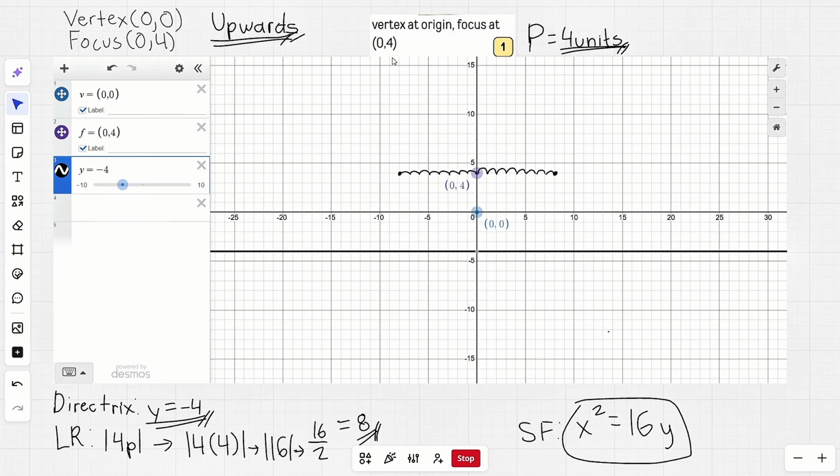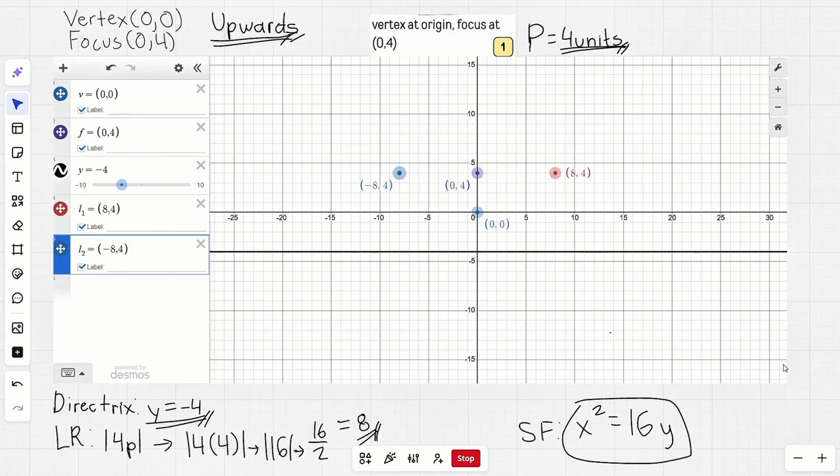Now let's try to graph it in Desmos. Now we found the points of the latus rectum. Let's say, what if there's no graphing? I need to calculate it manually. So let's head to our focus. So our focus is 0, comma 4.